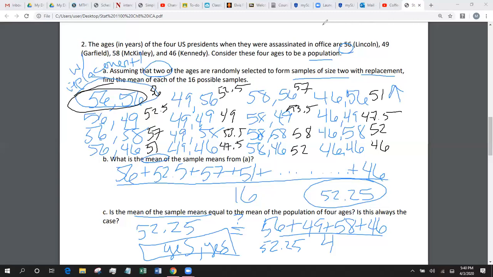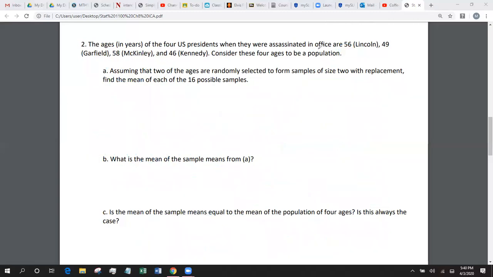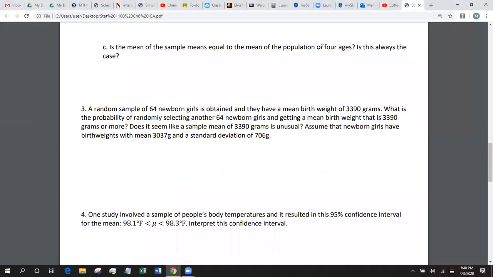Go ahead and wait here. Let's look at number 3 here.